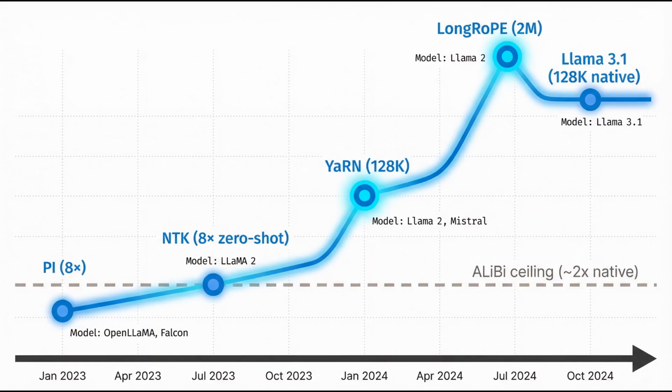The first method, position interpolation, abbreviated PI: instead of extrapolating, it compresses positions into the original range. Position 8192 maps to 2048 at a 4 times extension. Simple, but it destroys local grammatical patterns. Compressing all frequencies uniformly is too blunt. Enter the development that changed the industry.